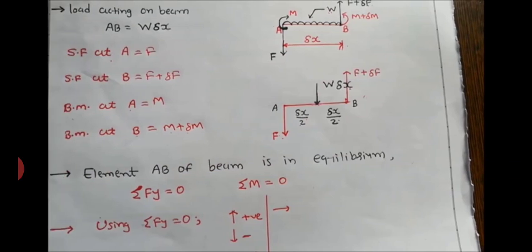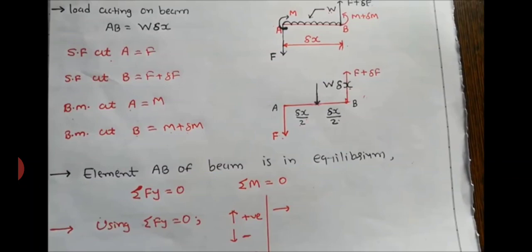Shear force at A will be F, and shear force at B will be F plus delta F. Bending moment at A will be M, and bending moment at B will be M plus delta M.